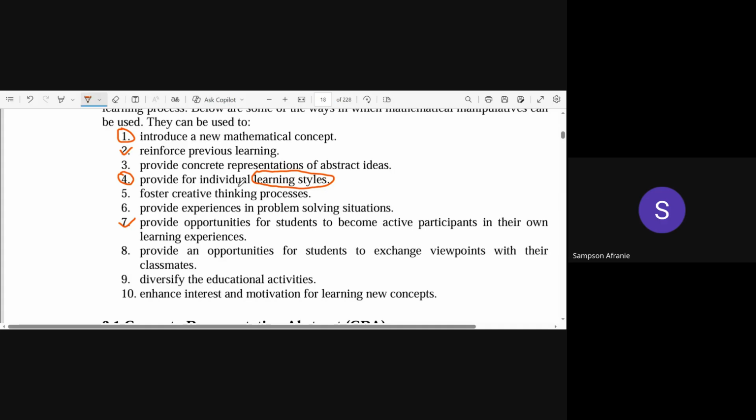Okay, I'm taking number 5, fosters creative thinking process. Using manipulative material, I think it helps the students, especially in bringing out their own ideas and thinking fast. Especially when you are going to teach a topic like shapes, when you bring some of the shapes like a rectangle, even before you introduce it, they will be able to think and know what we are going to talk about in the lesson.